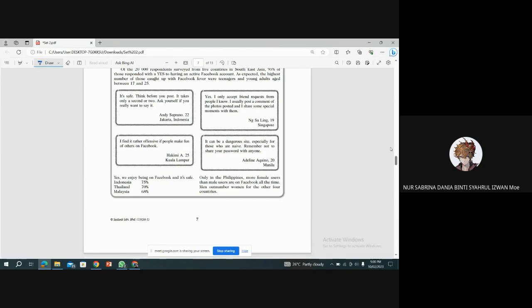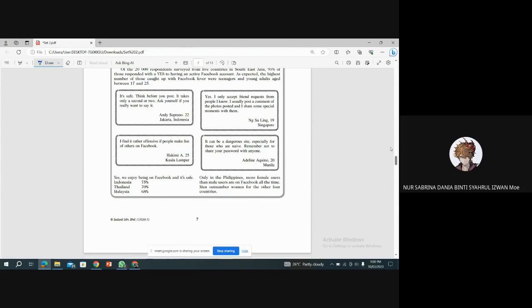Andi Soprano, 22, Jakarta, Indonesia. Yes, I only accept friend requests from people I know. I usually post a comment on the photos and share some special moments with them. And Ling, 19, Singapore. I find it rather offensive if people make fun of others on Facebook. Hakimi A, 25, Kuala Lumpur. It can be a dangerous side, especially for those who are naive. Remember not to share your password with anyone. Adonai Aquino, 20, Manila. Yes, we enjoy being on Facebook and it's safe.